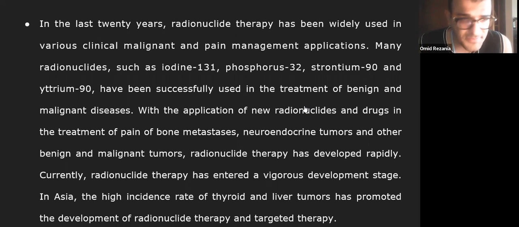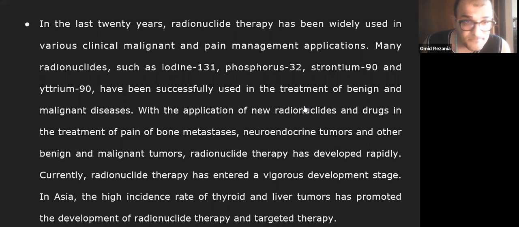Benign means a type of tumor, cancer cells, which are okay. They are not very dangerous. They may not kill someone. But malignant means the tumor which is very dangerous. Radionuclide therapy has developed rapidly. Currently, radionuclide therapy has entered a vigorous development stage in Asia. The high incidence rate of thyroid and liver tumors has promoted the development of radionuclide therapy and targeted therapy. Very interesting.